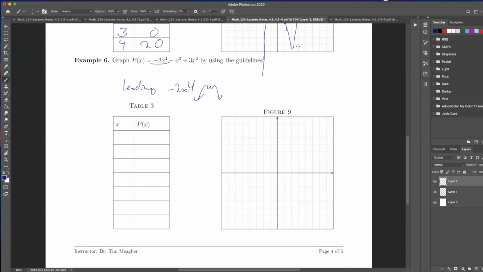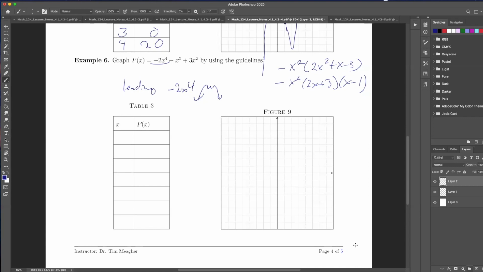Let's just find our zeros. Well, here we can pull out a negative x squared. That'll leave me with 2x squared plus x minus 3. And then I can factor that. So it'll be minus x squared, 2x plus 3, x minus 1. Okay, so that's one way of factoring it.